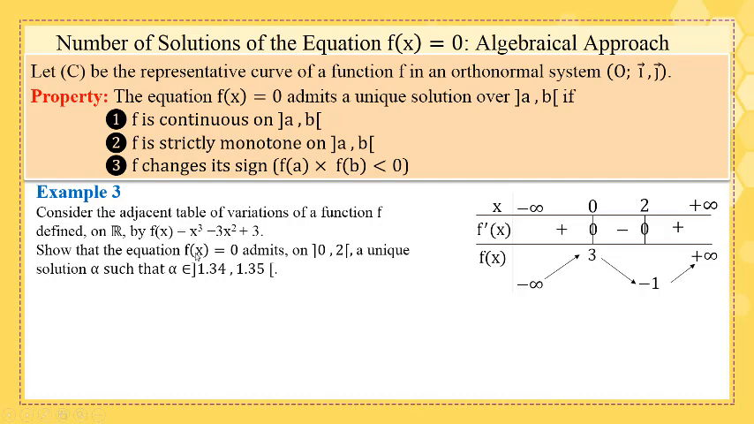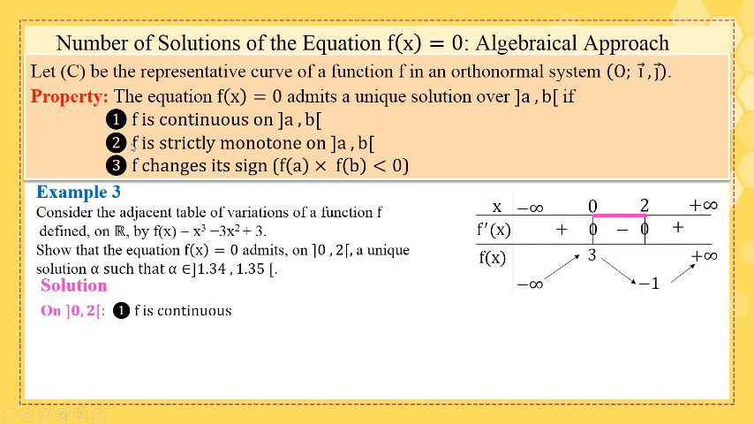Show that the equation f of x equals 0 admits on 0, 2 a unique solution alpha such that alpha belongs to this interval. Let us prove the 3 conditions. First condition: f is continuous on minus infinity, plus infinity. Do you know why? Good. F is a polynomial function. And so, on 0, 2, f is continuous.